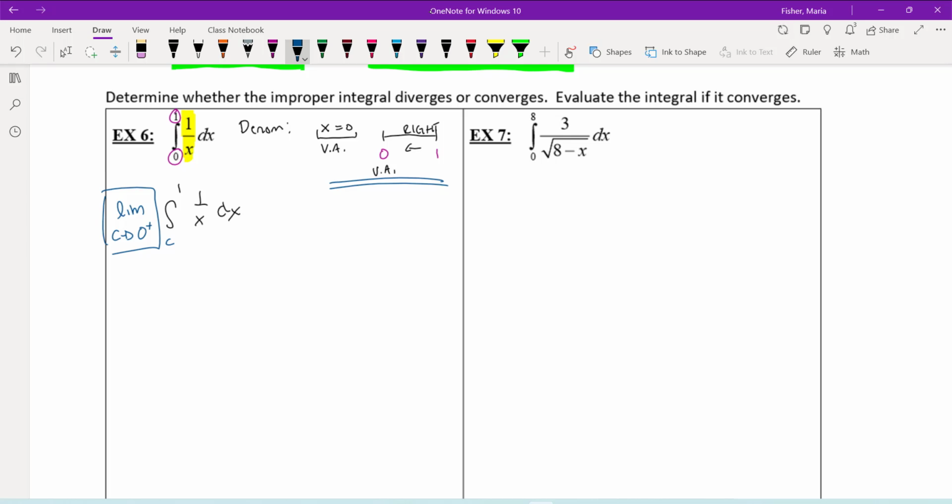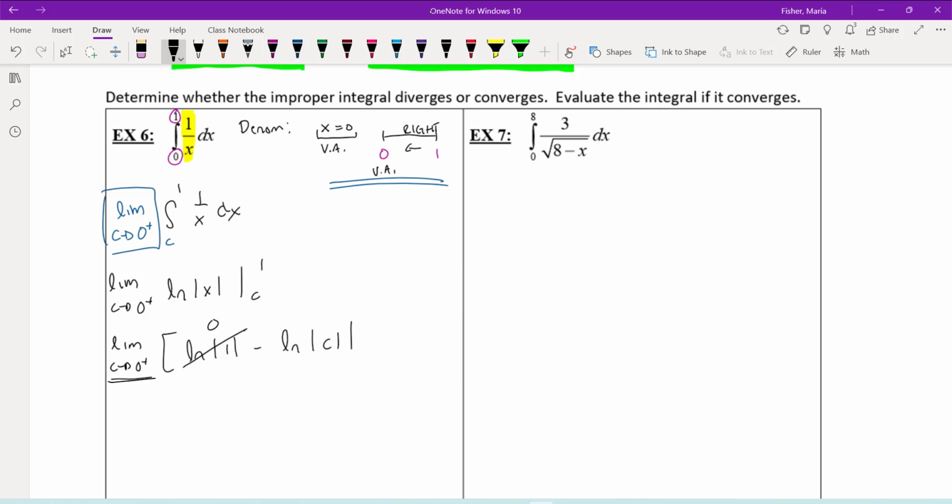Now we need to evaluate the definite integral. This becomes the limit as c approaches 0 from the right of the natural log of the absolute value of x, and this gets evaluated from c to 1. Plug in the limits of integration. The limit as c goes to 0 from the right of the natural log of the absolute value of 1 minus the natural log of the absolute value of c. This guy here, the natural log of 1, cancels because we know that that guy is just 0.